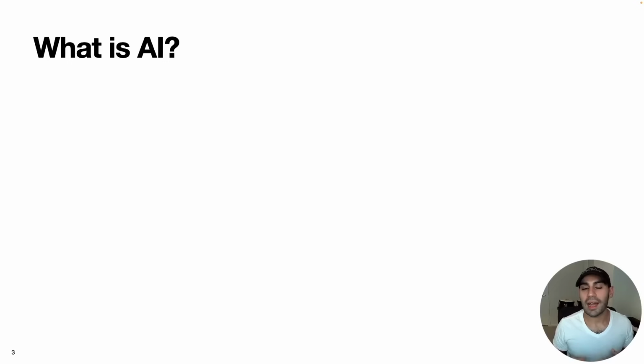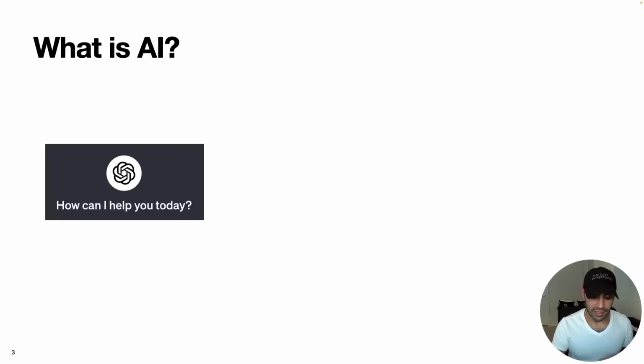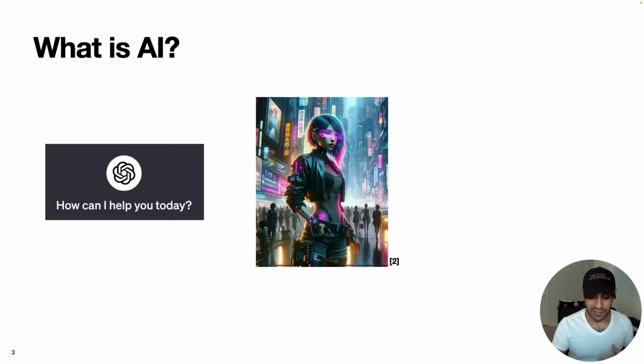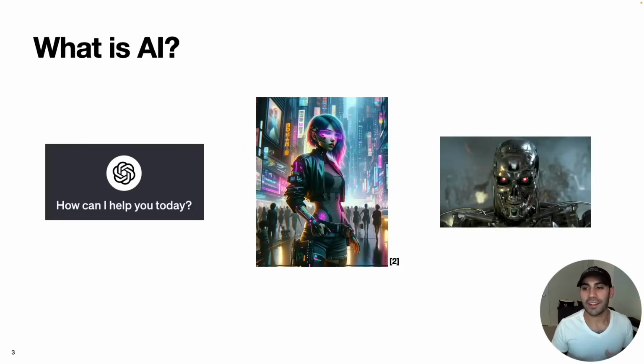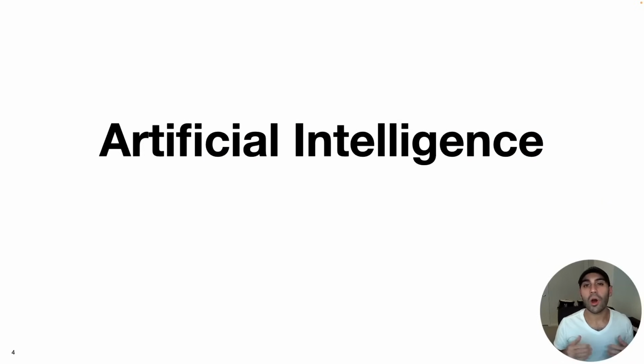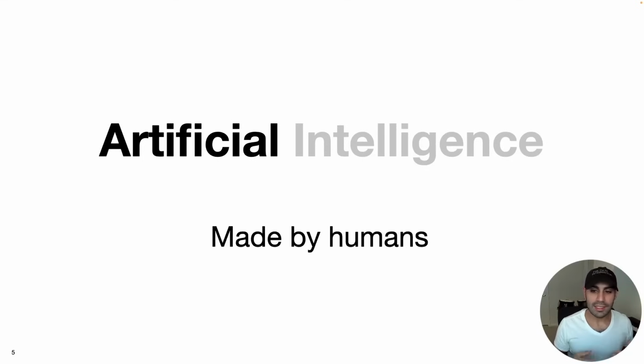So when you hear the term AI, you might think ChatGPT or AI generated art, or you might think of the Terminator or something similar. But if we just take a step back, AI stands for artificial intelligence. So we've got 2 words here, and one of them is a bit more problematic than the other. The first word, artificial, is not the issue. Artificial simply means something that is made by humans.